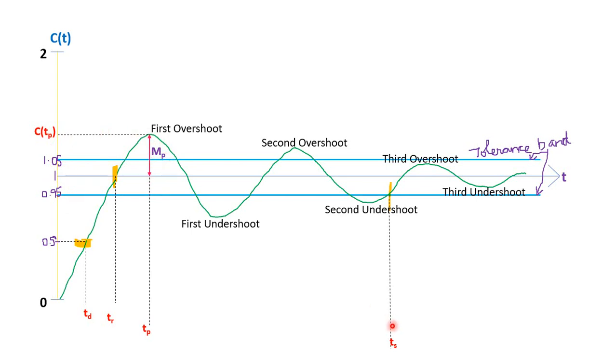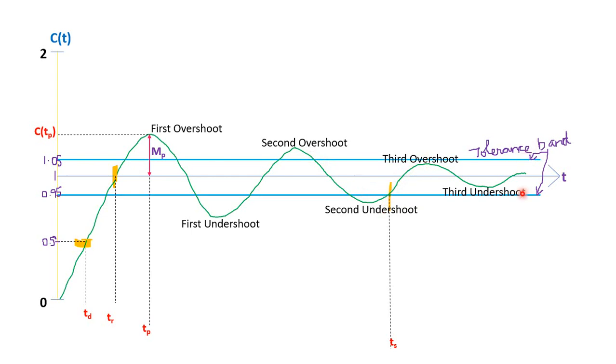Then settling time, the fifth time domain specification. It is the time taken by the system response to reach and stay within a specified tolerance band of the final value. See here, it goes above the tolerance band, below the tolerance band, above, below. After the third overshoot, it comes well within the tolerance band. Therefore, at this time it has settled down. Thereafter, it doesn't go beyond the band. Therefore, this time is the settling time.